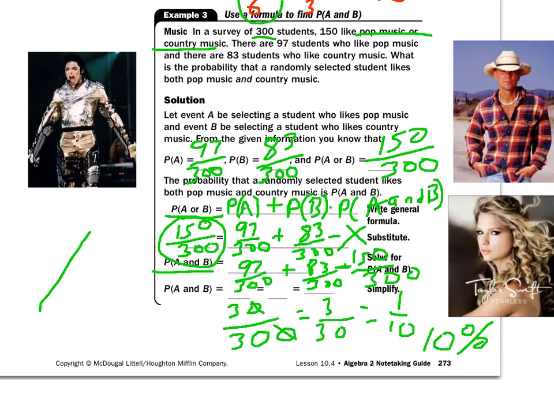Hopefully I made that as clear as I could, but the hard part is right when you're switching from the A and B's to the A or B, so you don't know which piece they're going to give you.